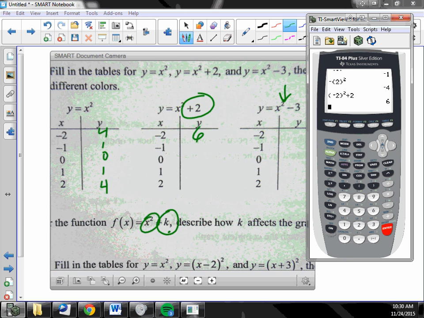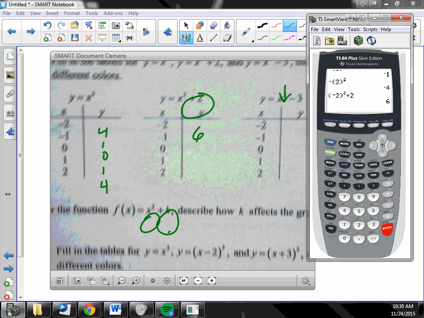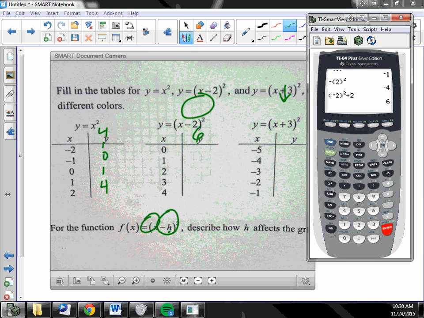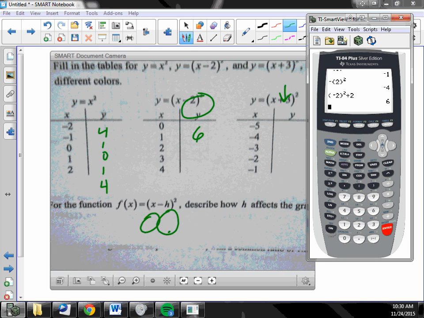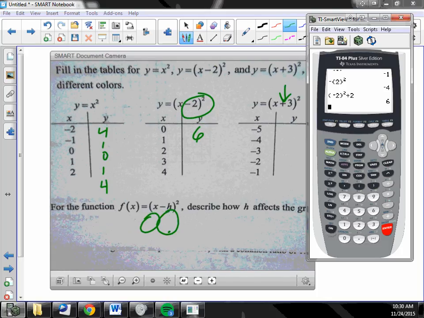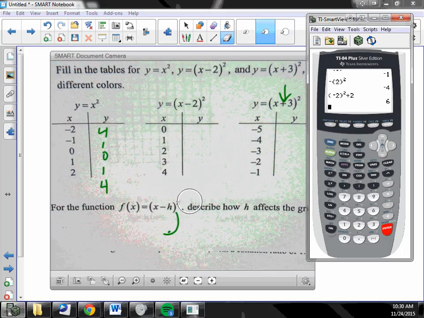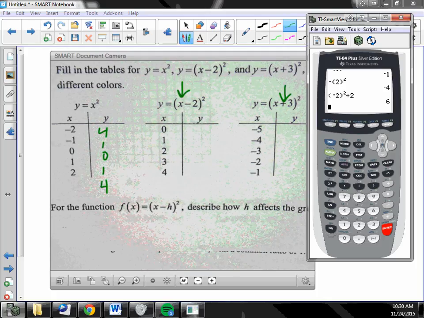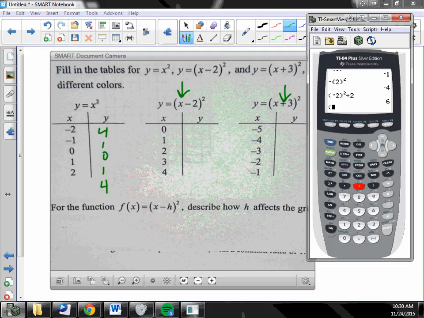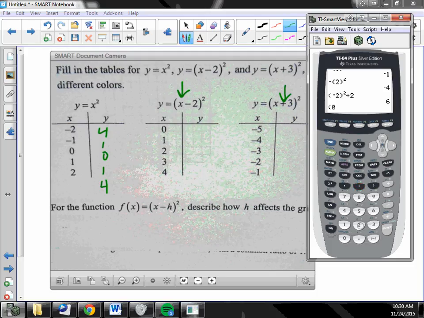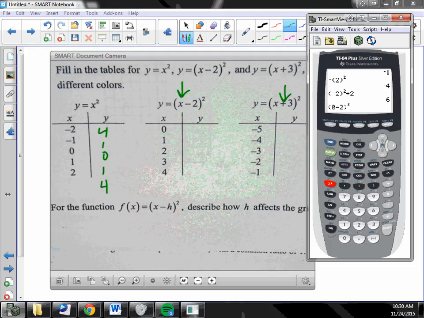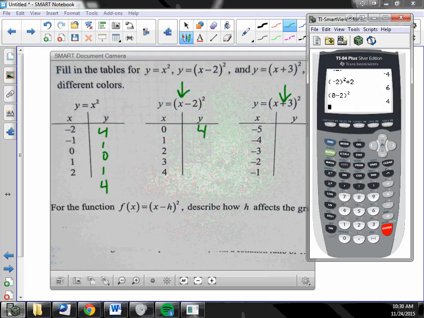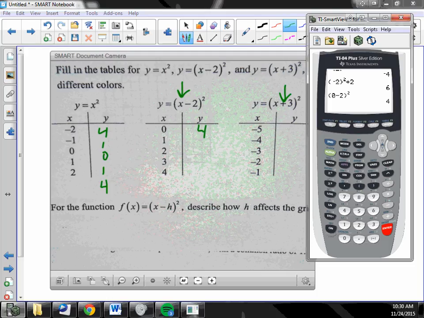Okay? Then you'll do the same thing underneath. So for number 3, we already know the first set. It's right there. 4, 1, 0, 1, 4. So how am I going to plug 0 in here? Parenthesis 0 minus 2 parenthesis squared, which gives me 4. And then parenthesis 1 minus 2 parenthesis squared, and so on.